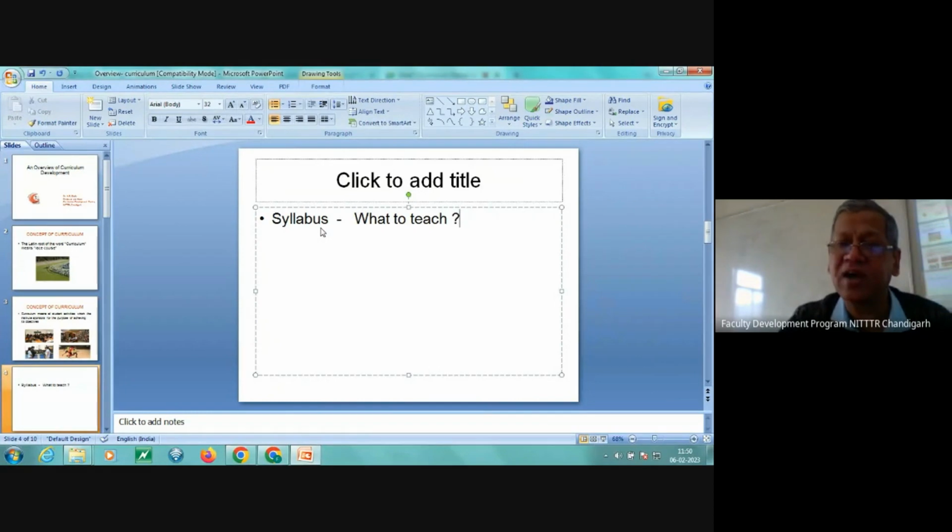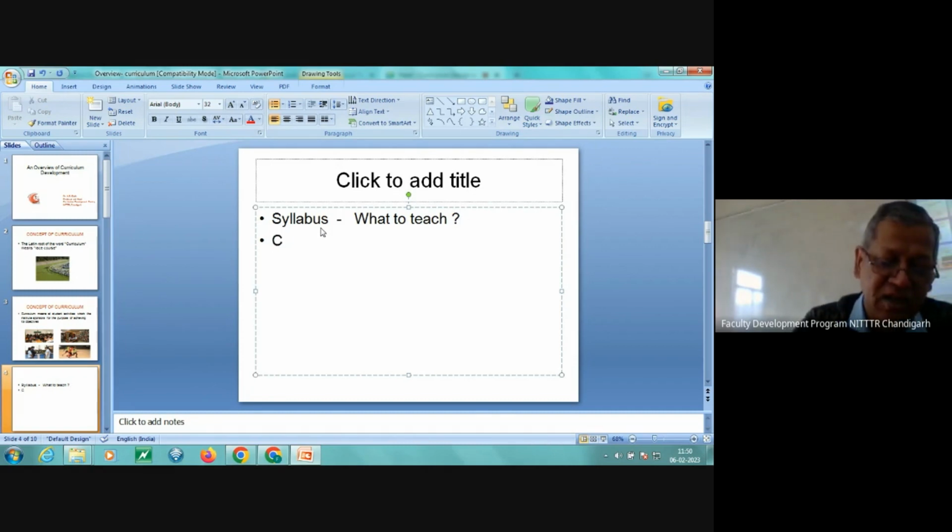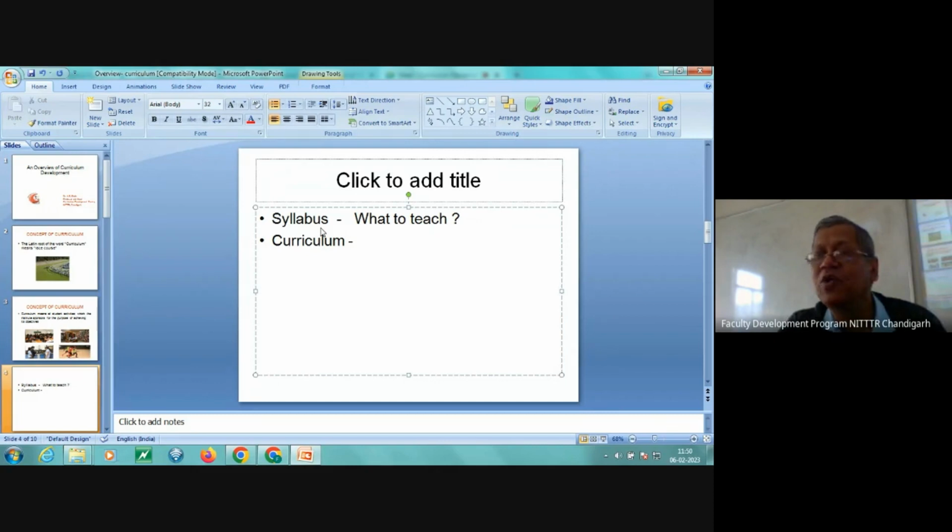Is it clear? I think all of you will agree. What to teach. Whatever you are teaching, some principle you are teaching, you are teaching Newton law, you are teaching Ohm law, you are teaching Kirchhoff law, whatever you are teaching, certain process, principle, procedure, some formula, some problem solving you are teaching, that is syllabus. Okay, so syllabus by and large, that is syllabus. Then what is curriculum in reference to what I have written? What is curriculum? Syllabus is what to teach.